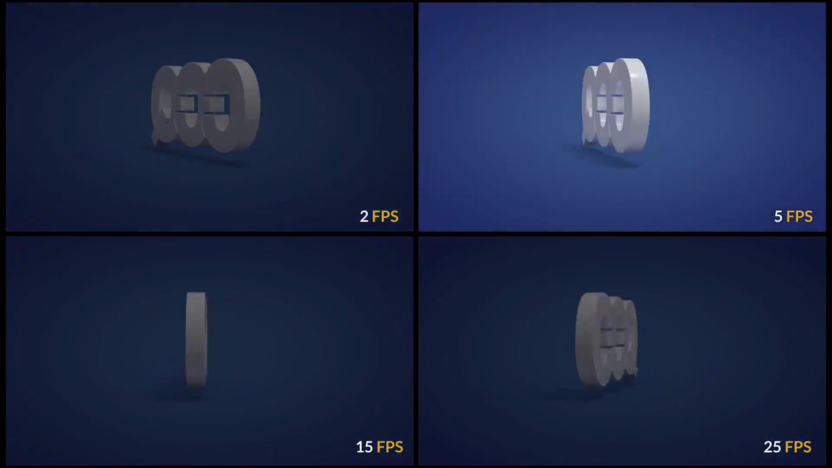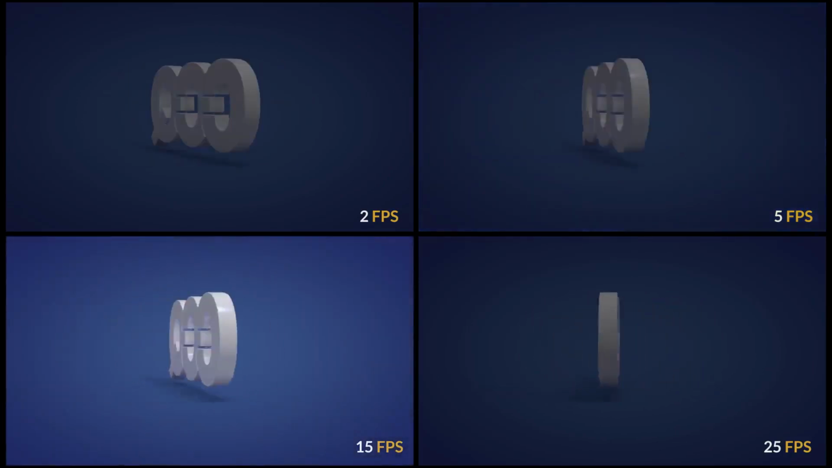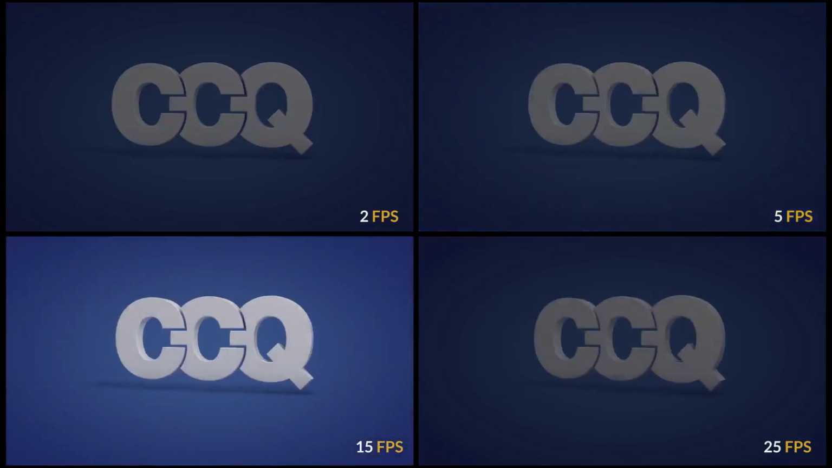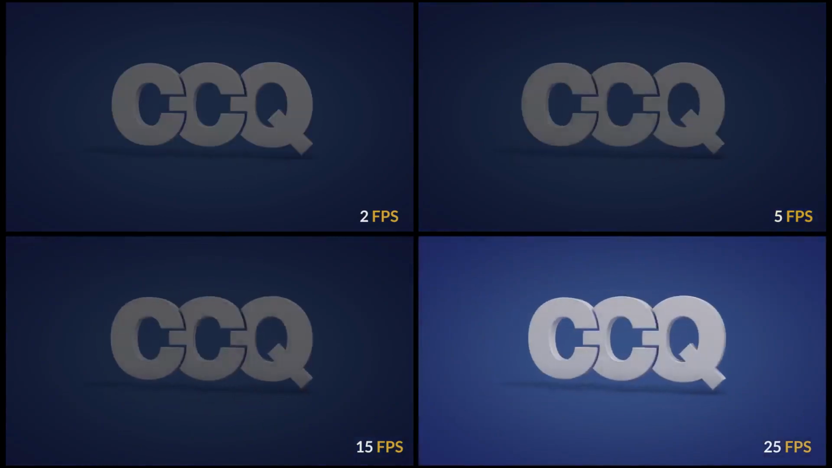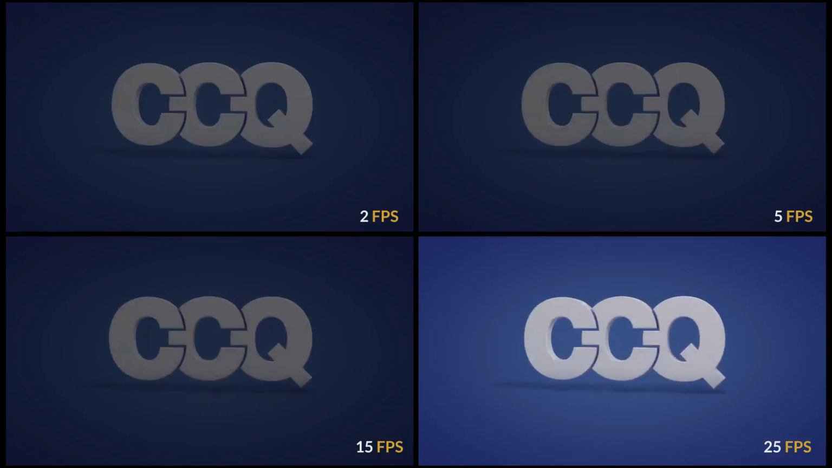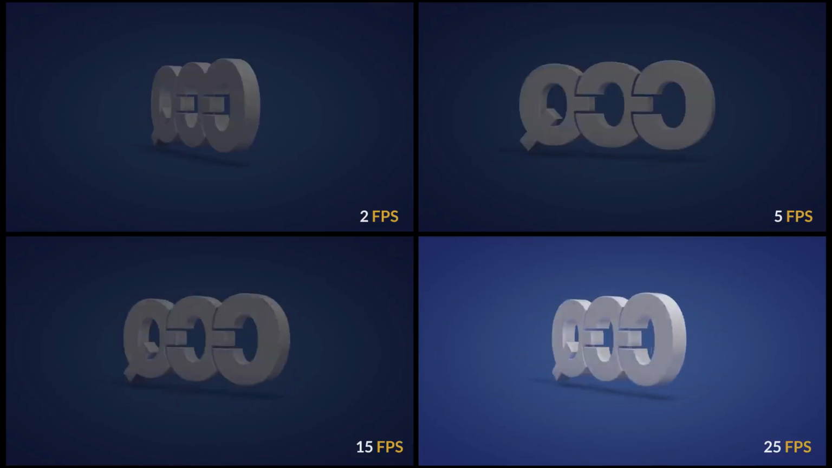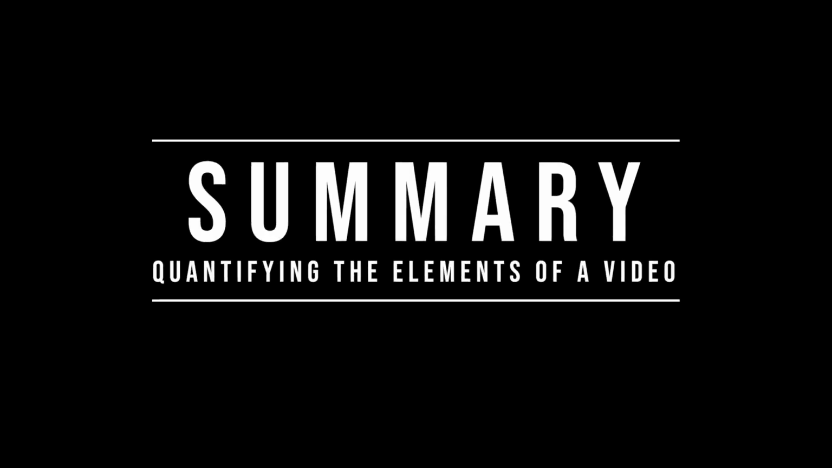Of course, that comes at the cost of higher file size and limitations of computing power. So again, we should stick to standards. 25 or 30 frames per second are acceptable for our purposes, and we encourage faculty to use either when given the option. So let's now quantify and summarize the elements that make up a video.